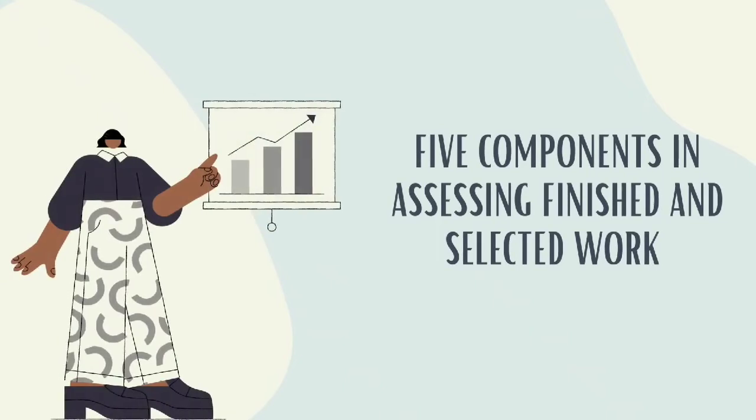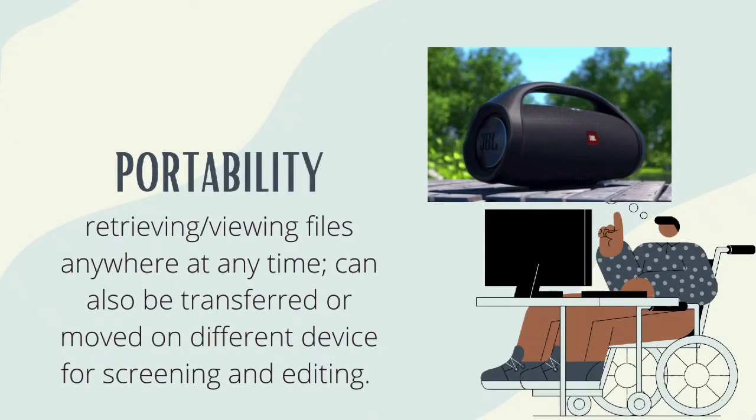Now let's talk about the five components in assessing finished and selected work. Firstly, we have portability: retrieving and viewing files anywhere at any time, which can also be transferred or moved to a different device for screening and editing. The definition of portable is something that can be moved easily from place to place. A small radio that can be moved easily is an example of something that would be described as portable. USB flash drives are small, portable storage devices that use a USB interface to connect to a computer. Like flash memory cards, they are removable and rewritable, and have become a common method of storing data.